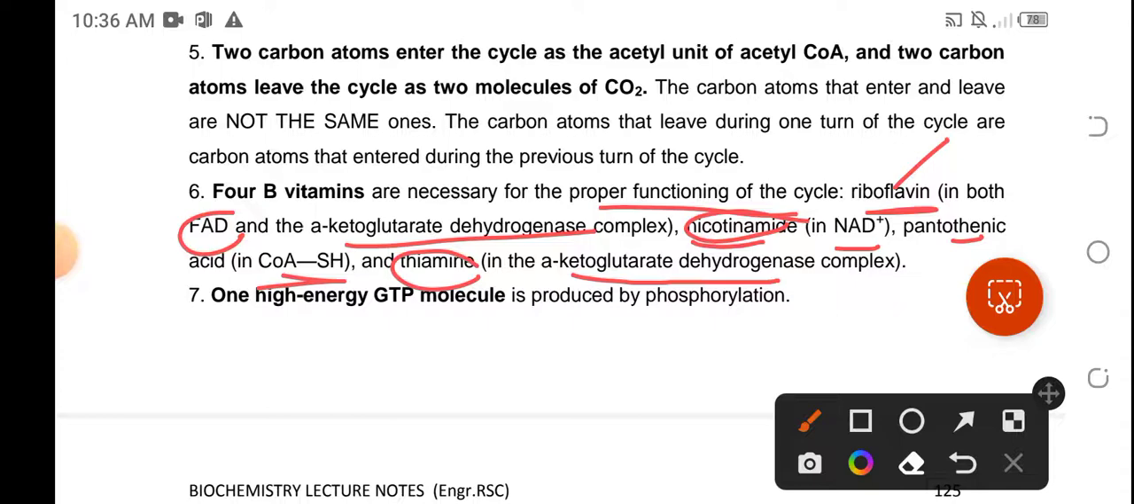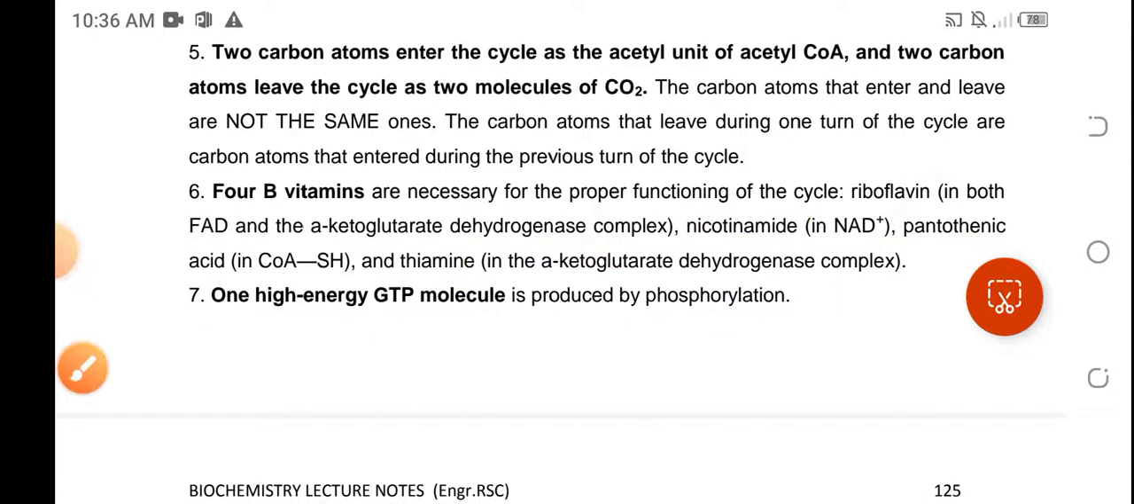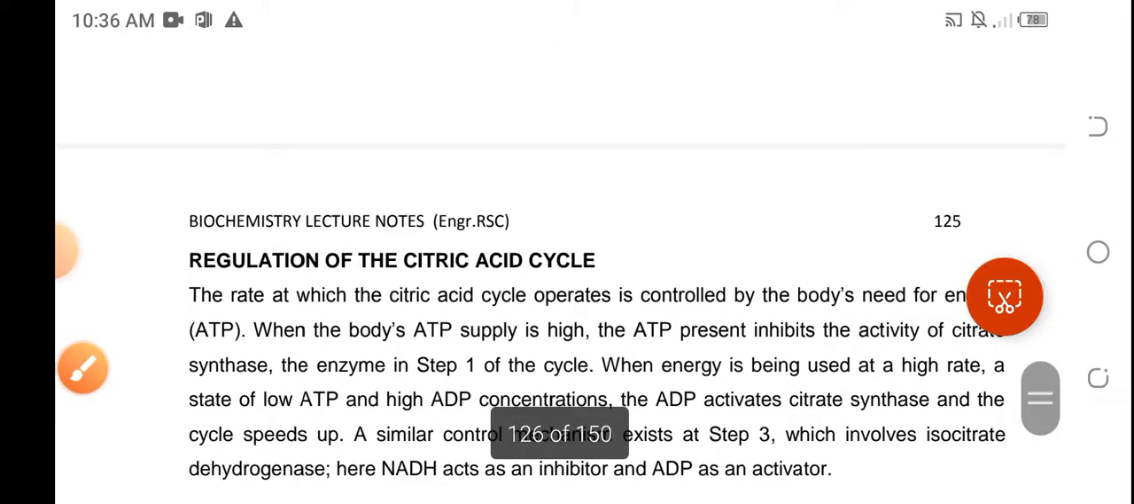And of course, the last is we produce the high energy GTP molecule during the phosphorylation process of the citric acid. Okay?